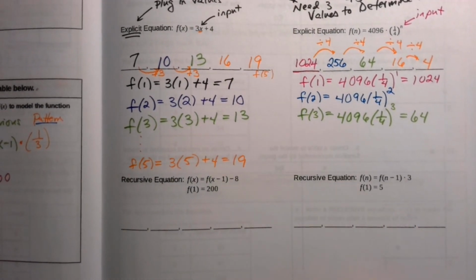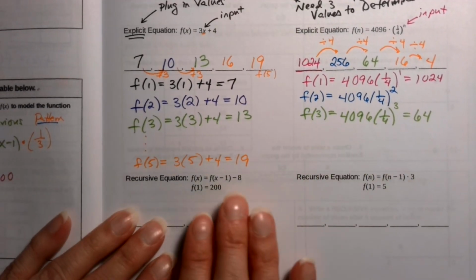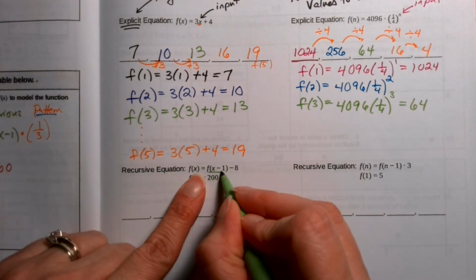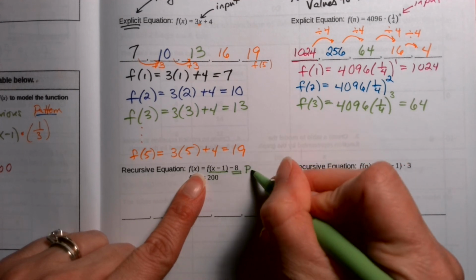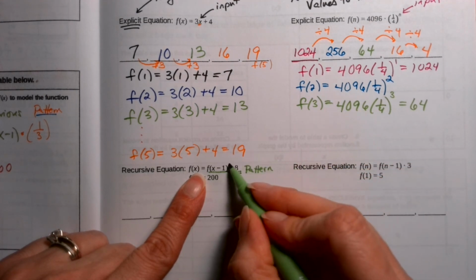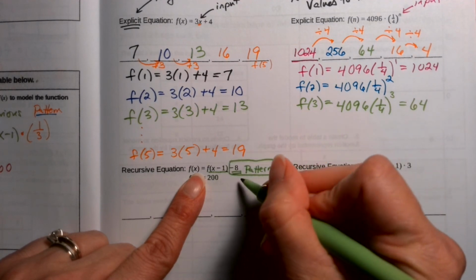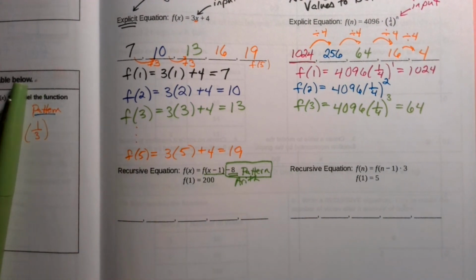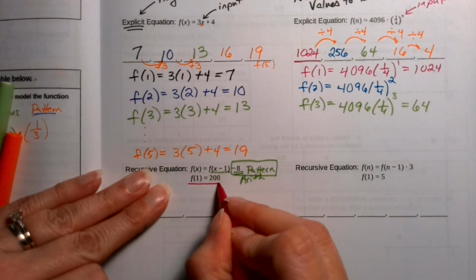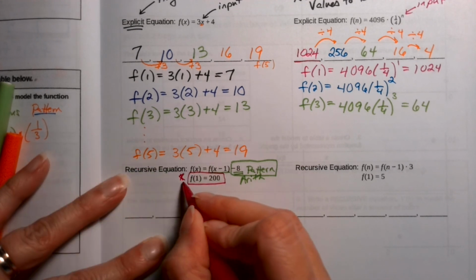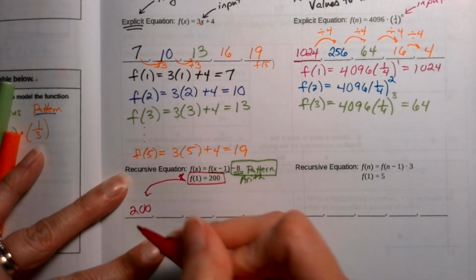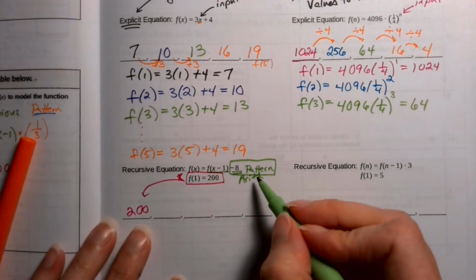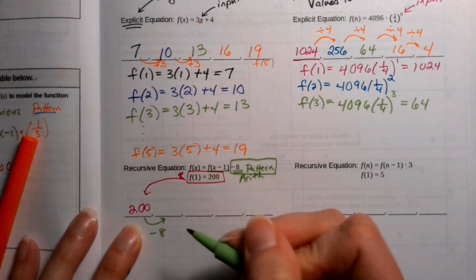All right, the last 2 are recursive. So recursive are going to be nice and easy. Recursive tells you the pattern. What is this? This is previous, and this is the pattern. So the pattern here is subtract 8. So this must be an arithmetic sequence. And they told us a very important step. f of 1 is 200. That is the starting one. They have to get you started. Now how do we find the rest of them? We're going to use the pattern. The pattern is subtract 8.